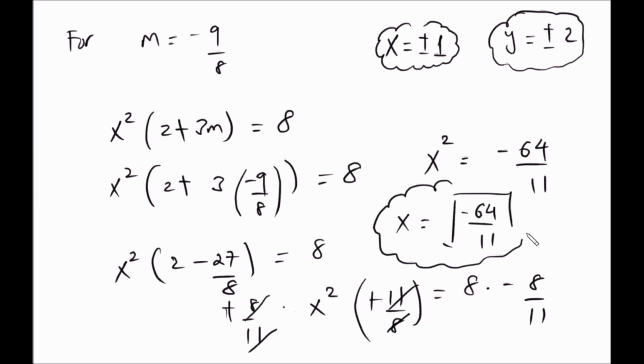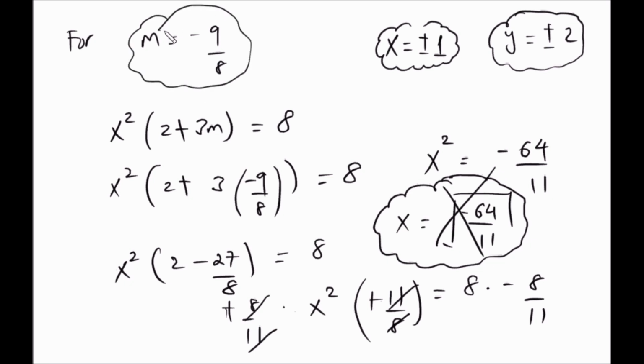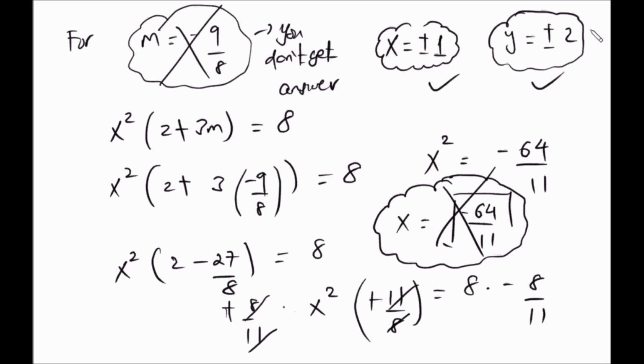Sawa, lakini hakuna square root of negative number. Kwa hiyo hili sio jibu. Kwa hiyo for m is equal to -9 over 8, you don't get an answer. Kwa hiyo majibu ni haya tu, for m equals to 2.